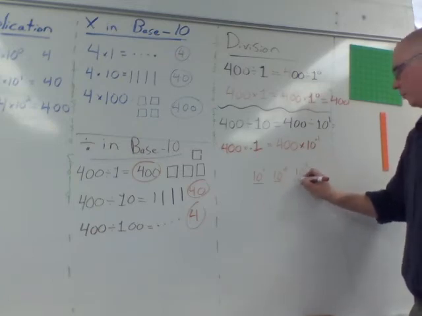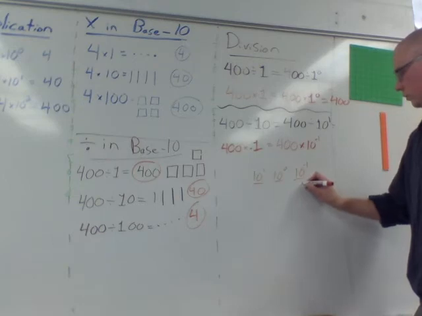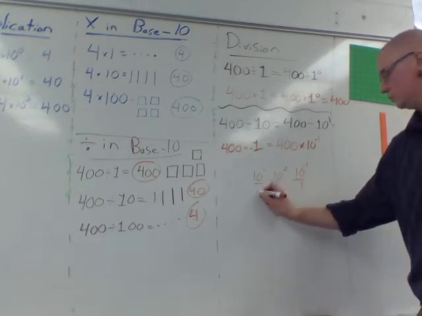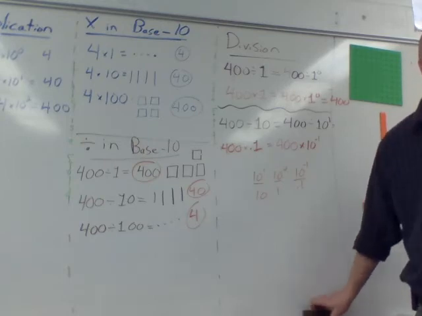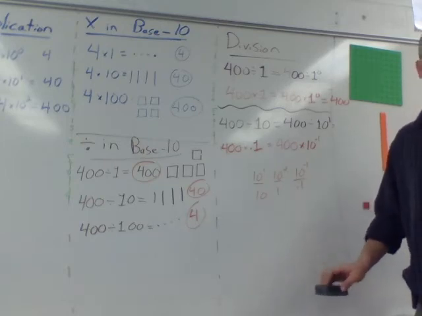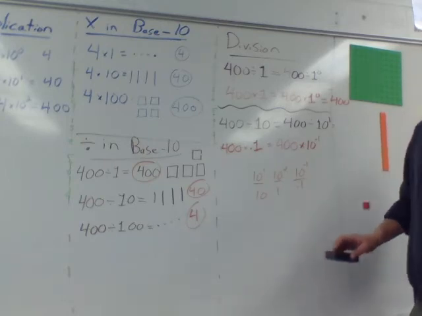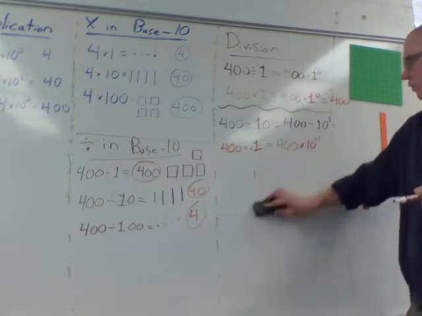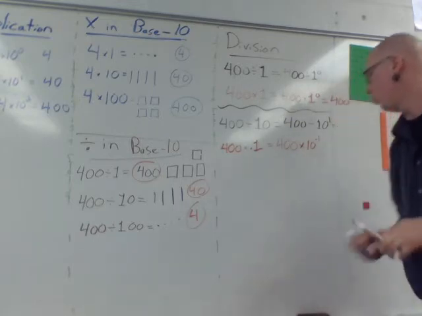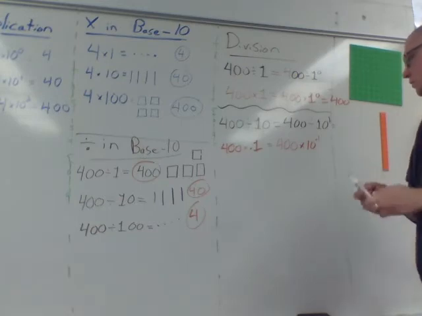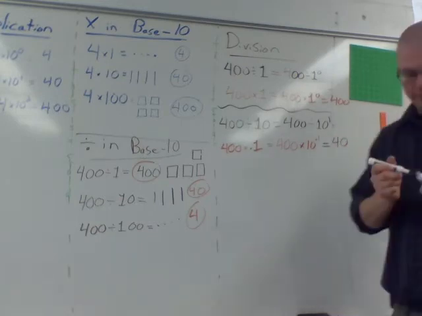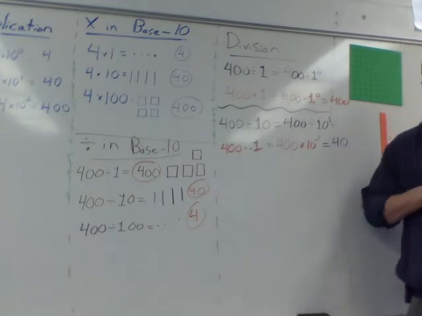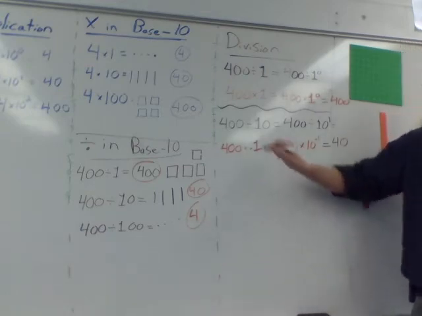10 to the negative first power is 0.1, or 1/10. Starting to see that pattern take form a little bit? It'll kick in here in just a second. All of these things, no matter what, equal 40. These are 4 equations that are telling you the exact same thing.